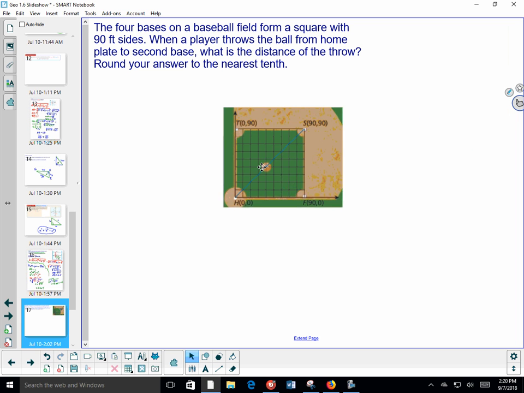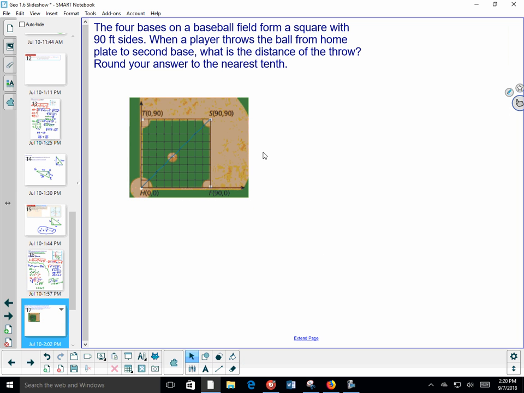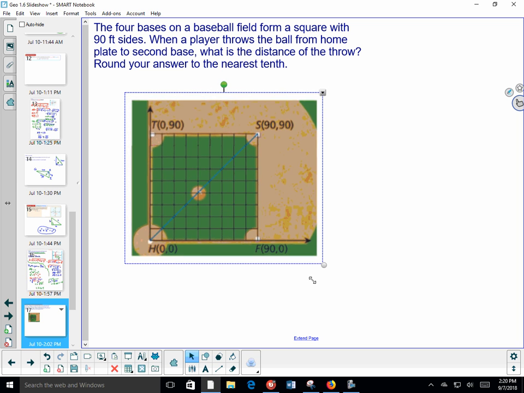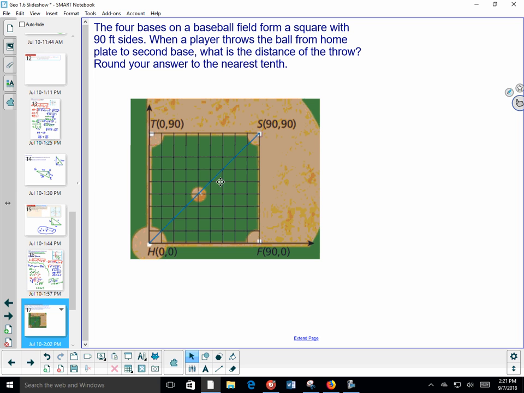The four bases on a baseball field form a square with 90-foot sides. When a player throws the ball from home plate to second base, what is the distance of the throw? So the catcher's trying to get somebody out who's stealing, and they're throwing right to the second person on second base. And so we need to find the distance of that throw. Can we try this on our own? Please do.